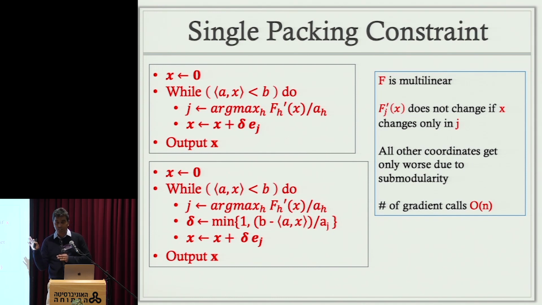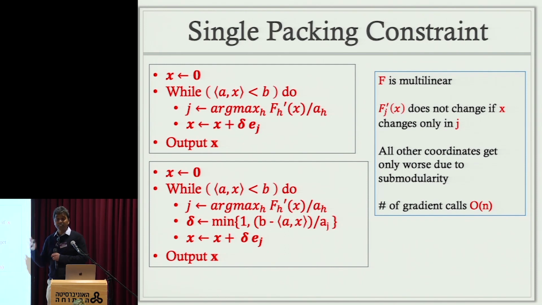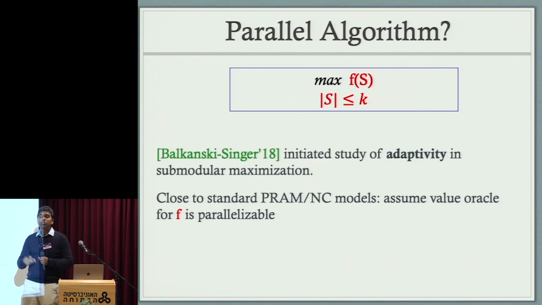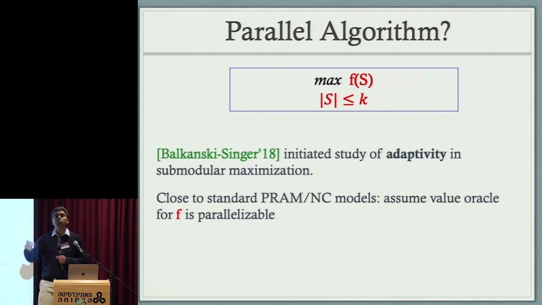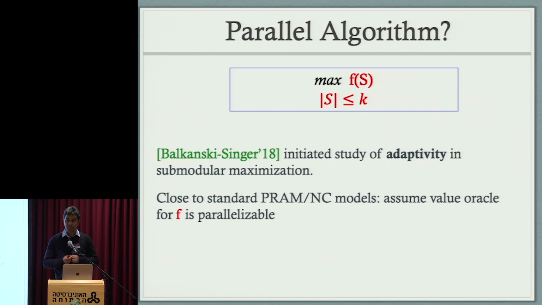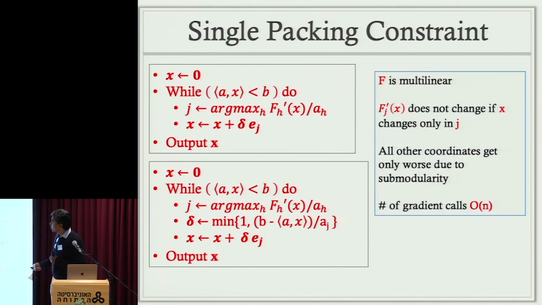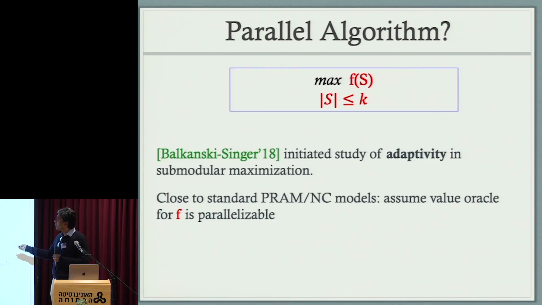Nothing mysterious going on here. What I want to say is that the number of gradient calls has become much less. It's O of n, it's not small, but still it's much less than what you'd get if you didn't use a single packing constraint. So what I want to do next is to show that you can get a very simple parallel algorithm by sitting in the continuous world. I want to solve the same problem, but now in parallel.